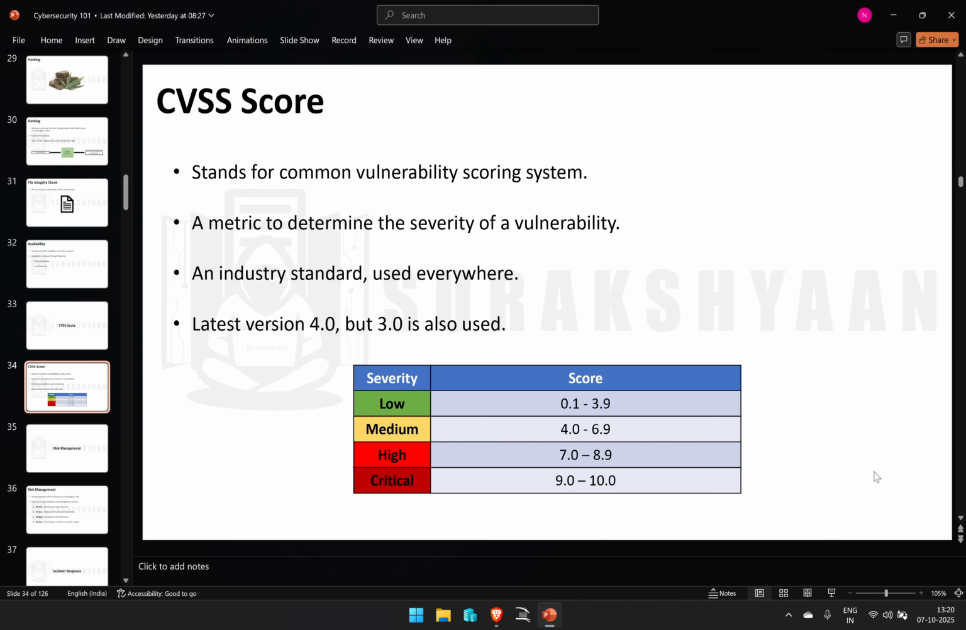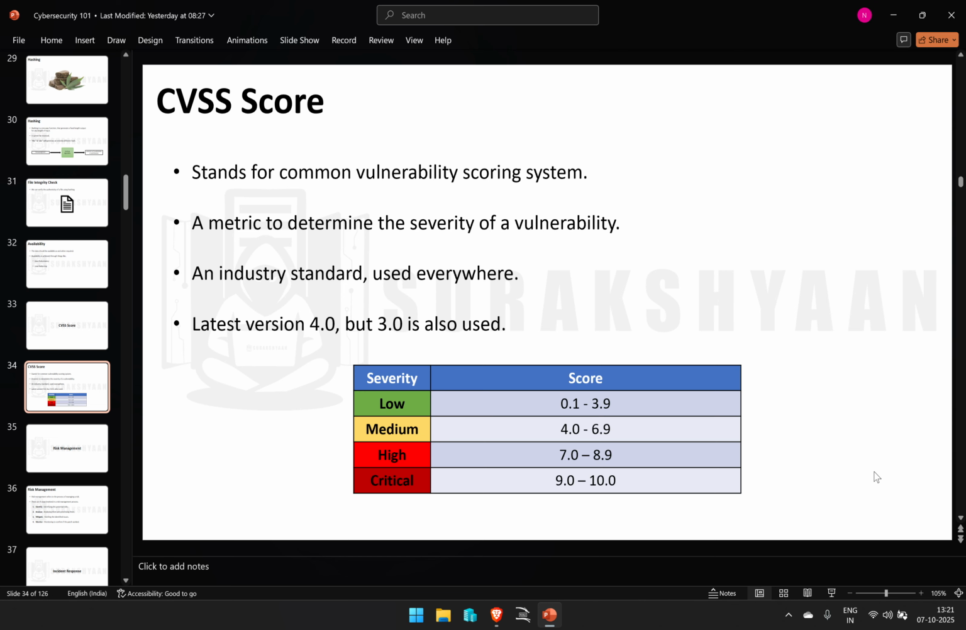CVSS score stands for Common Vulnerability Scoring System. It is simply a scoring system which allows us to calculate the severity of a vulnerability, with 9 or 10 being the most critical and 0 or 1 being the vulnerability of least severity. Okay, and depending upon this score, we can prioritize which vulnerability needs to be fixed first and which needs to be fixed later on.